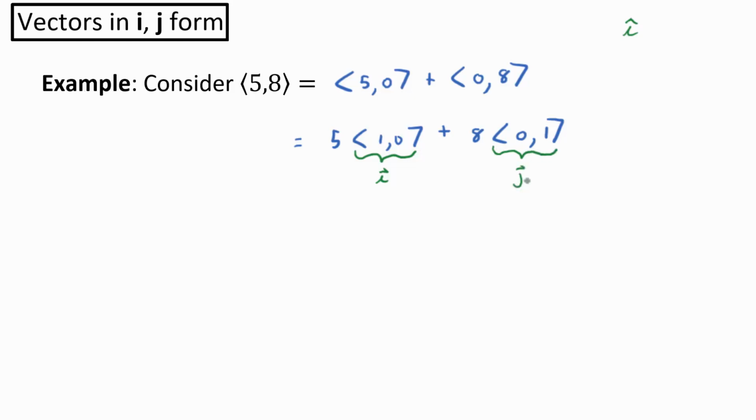If you were to draw them in the xy plane, then 1, 0 would look like this. 0, 1 would look like this. They are perpendicular vectors, right? So I'm saying I can write 5, 8 in terms of these two perpendicular unit vectors. I can write 5, 8 as 5i plus 8j.